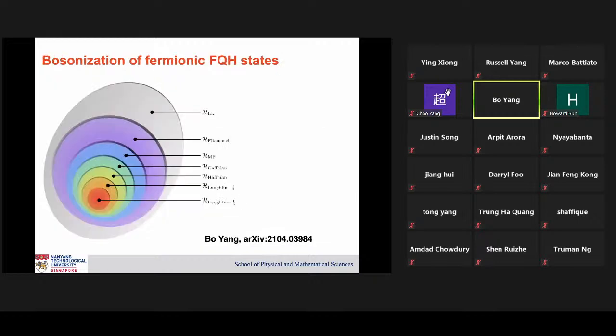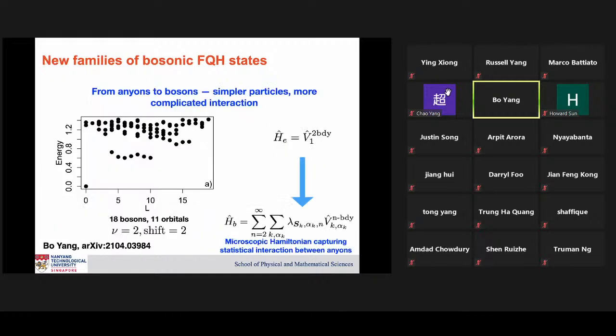This also allows us to write down dual descriptions of fermionic fractional quantum Hall. So I will not go into the details here, but let me just give you the main message, that for any fractional quantum Hall effect in the fermion basis, we can come up with a dual description in a bosonic basis.